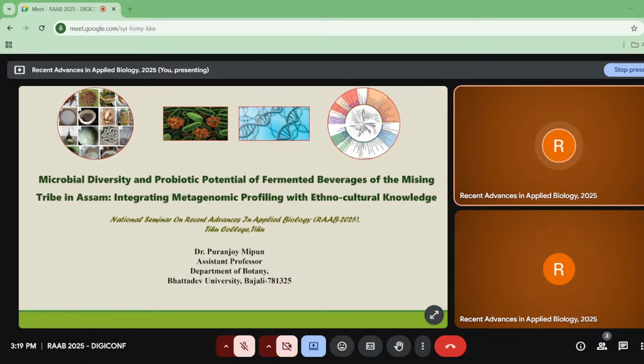The paper is titled Microbial Diversity and Probiotic Potential of Fermented Beverages of the Mising Tribe in Assam, integrating metagenomic profiling with ethnocultural knowledge. Although the title sounds lengthy, it's very simple. See, it says metagenomics. Metagenomics means you analyze the whole genome and see what species are there.